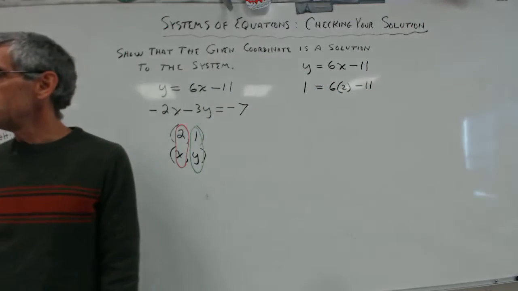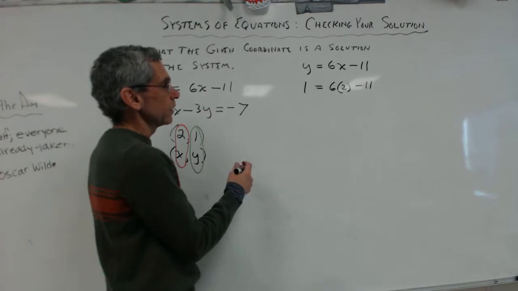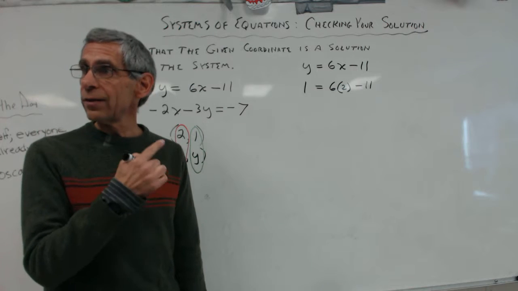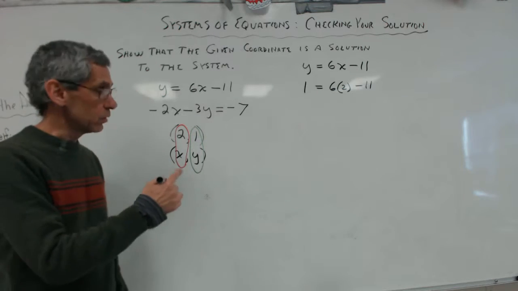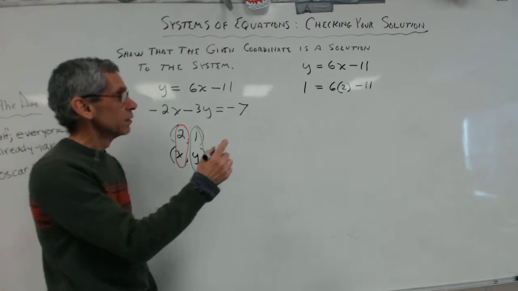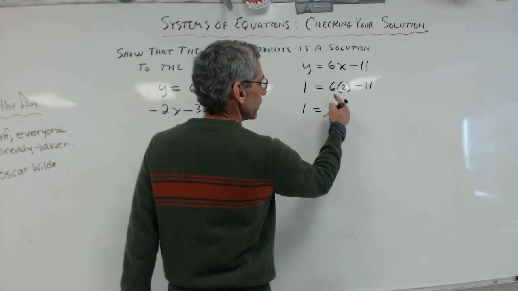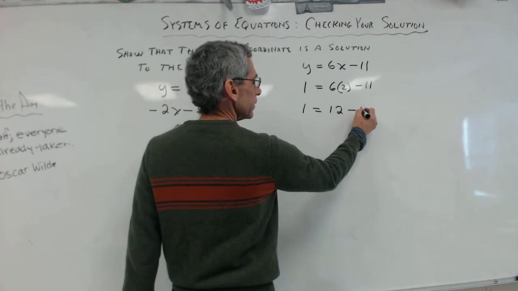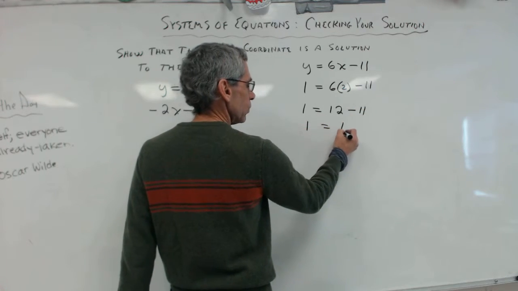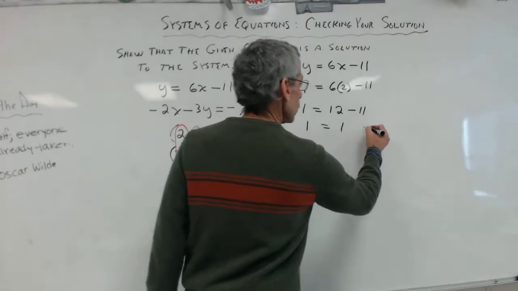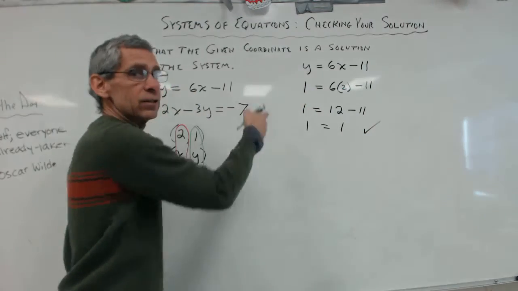You guys see what I'm doing? I'm just substituting them in, and I want to see if I get a true mathematical statement. Skylar, do you see what I'm doing? Okay, so I've got 1 equals 12, since 2 times 6 is 12, minus 11. That means 1 is equal to 1. Is that true? Yes! So that is a solution to this equation.